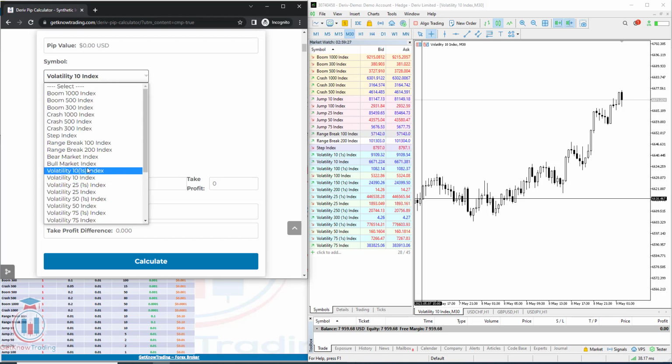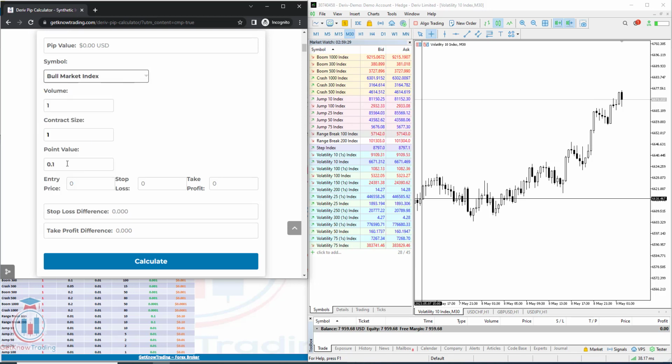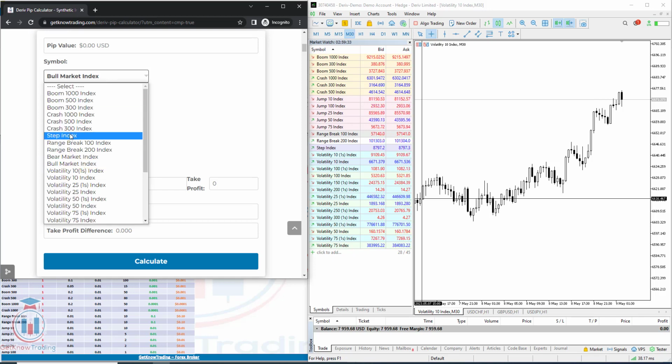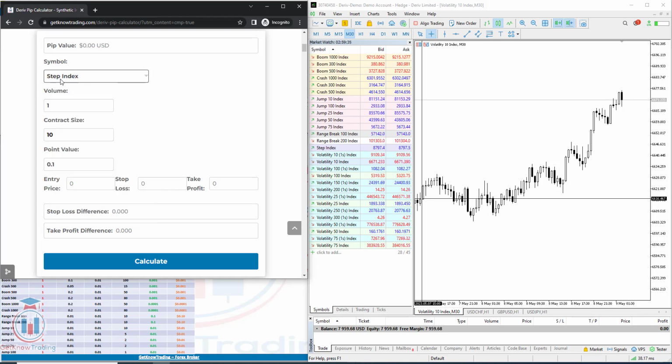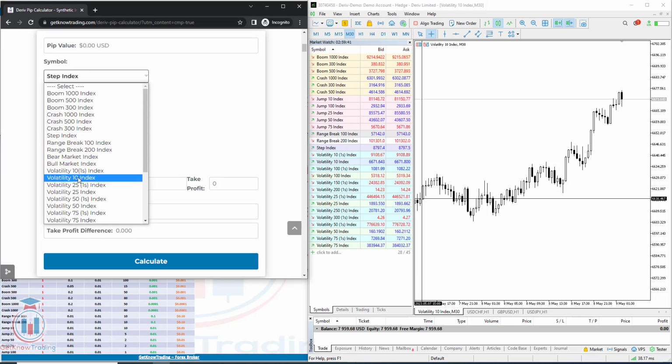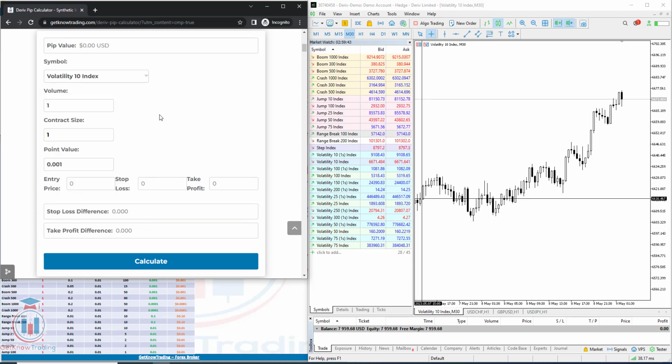If you change this one to something else, you will see that the point value is changing and also the contract size if there is any difference. For example, take a look here, Step Index is 10 and also the point value is 0.1. We will select Volatility 10 Index and then we will put here the volume.